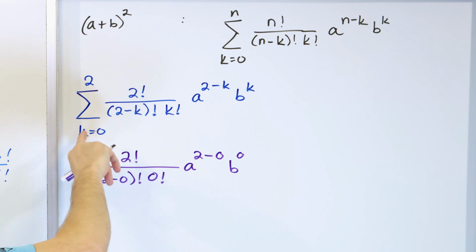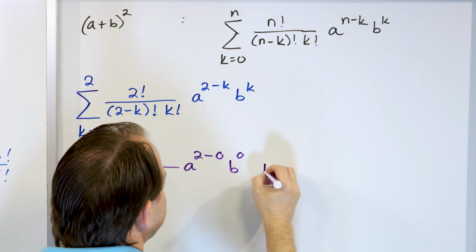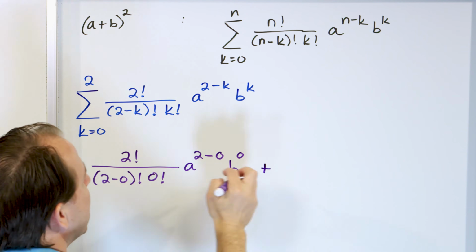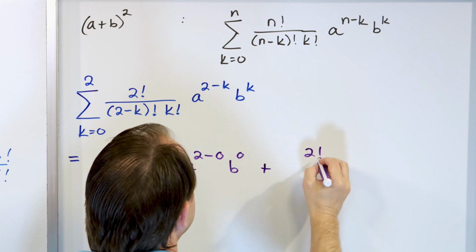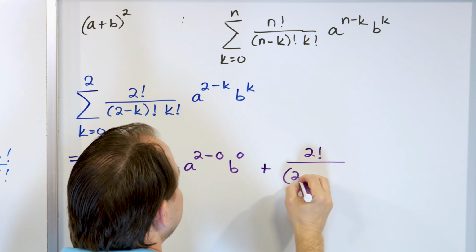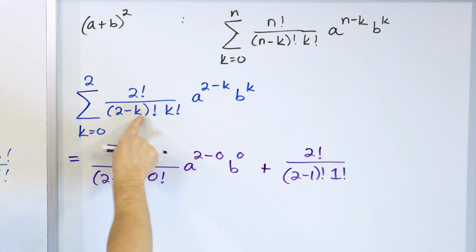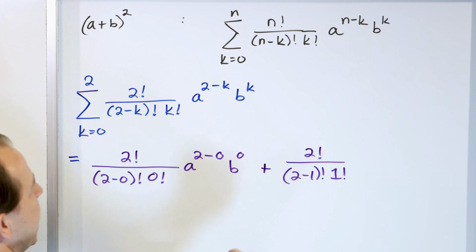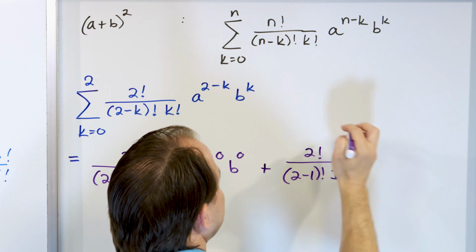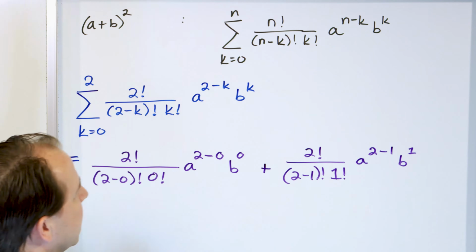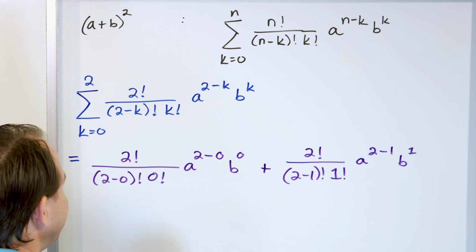Now we do the whole thing again when k is equal to 1. So we put a plus sign because this is a summation. We're adding all the terms. K is now 1. You have 2 factorial. On the bottom, you have 2 minus k, which is 1 factorial, and then k is 1 factorial right here. I just put a 1 there. And then you have a to the 2 minus k being 1, b to the k being 1. Notice I haven't done any math. I'm doing that in the next step.